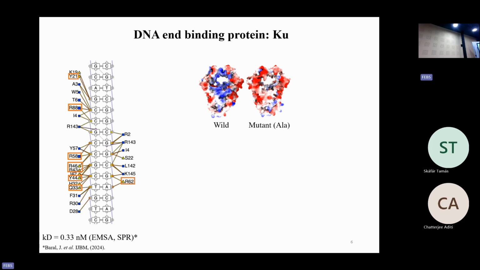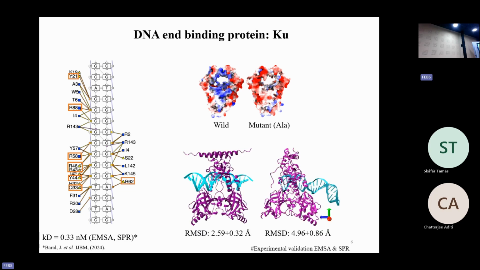If you look at this wild type structure, you would see a positively charged pocket perfectly suitable for non-specific DNA binding. But if you mutate them, in silico, you see the loss of that charge at the center.